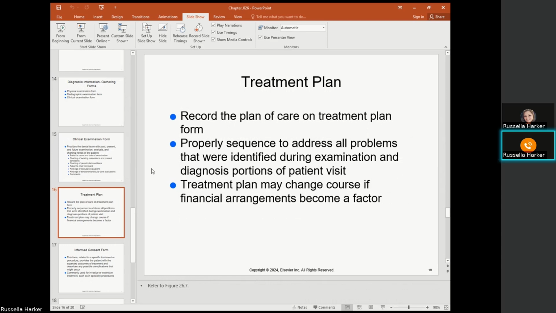So there can be multiple treatment plans for a patient. That's because they can be different by cost. There can be the optimal treatment plan, then a middle treatment plan, and then the less desirable treatment plan, which is, maybe a patient comes in and has a lot of work that needs to be done.